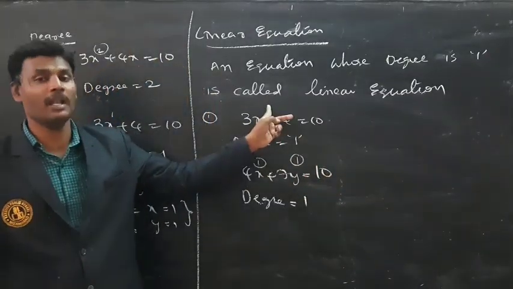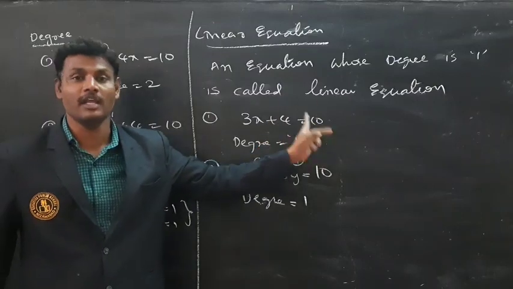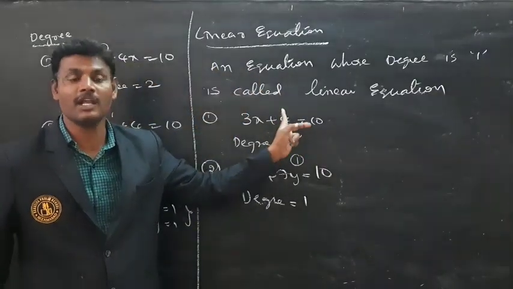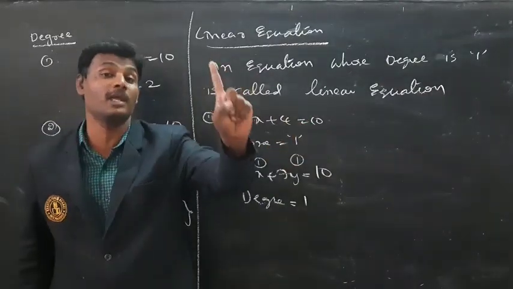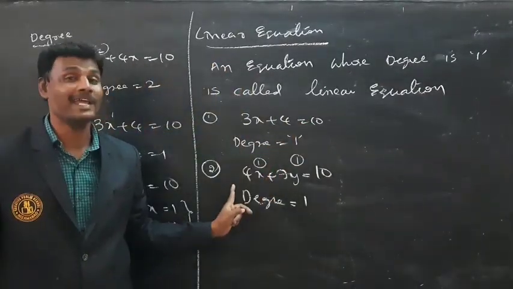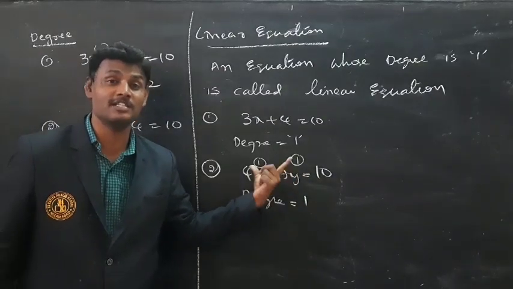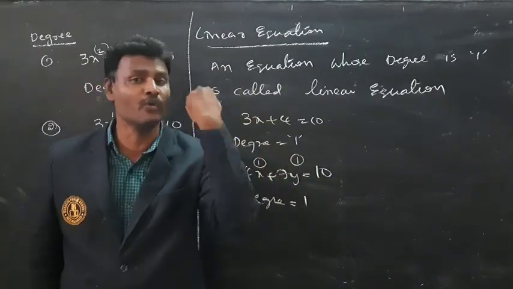So in the previous example, 3x plus 4 is equal to 10, here only one variable is there. So this is a linear equation, but this one is a linear equation in one variable. But here, 4x plus 7y is equal to 10. The degree of the given equation is 1. It is also a linear equation but in two variables.